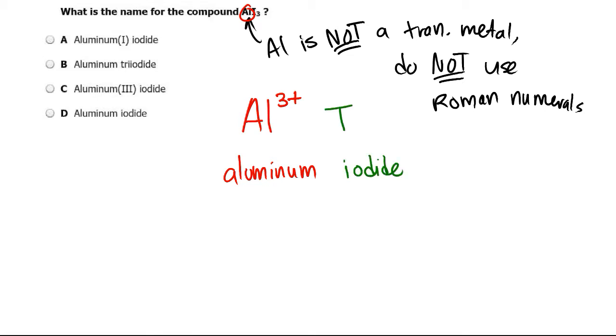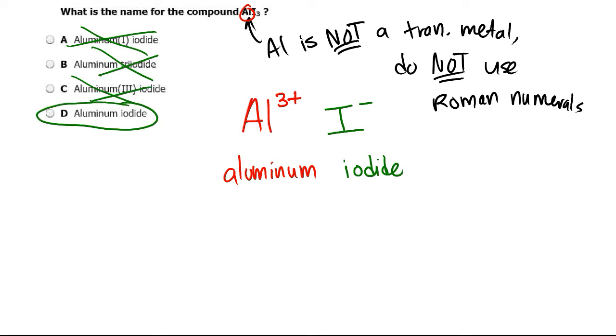Although iodide has a -1 charge, there are 3 of them. You do the switchy trick, and that's how you get your formula of aluminum iodide. Remember that you do not use tri- for ionic compounds, and you also don't use Roman numerals for non-transition metals. So it's a little bit simpler even than it makes it seem. It is literally just aluminum iodide. I have no idea how many times I said literally, but it literally is just that.